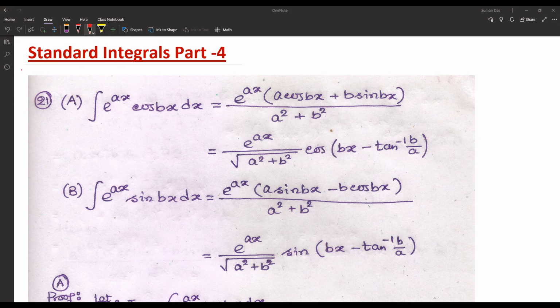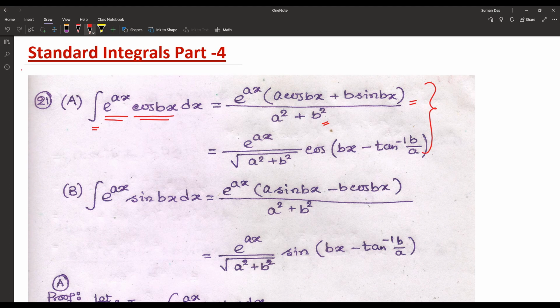Now the first standard integral form is integration of e to the power ax into cos bx. In that type of form we have two types of formula solutions. Number one is e to the power ax into (a cos bx plus b sin bx) divided by (a square plus b square), or e to the power ax divided by square root of (a square plus b square) into cos of (bx minus tan inverse b by a).